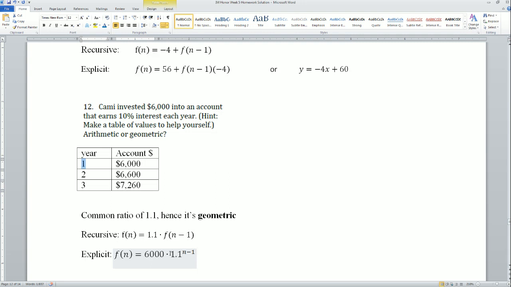Right? Okay, and 1.1 to the power of n minus 1. Good. The reason why it's 1.1 is because you're gaining that interest, right? That's why it's 0.1. Okay. If you multiply it by 0.10, you're losing money. Does that make sense? You have to multiply by a value greater than 1 for it to be increasing.